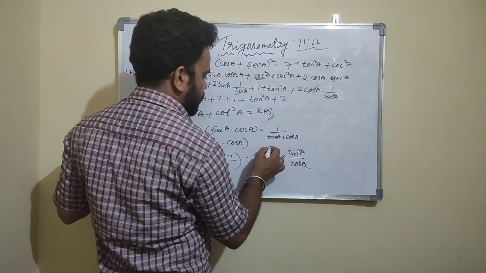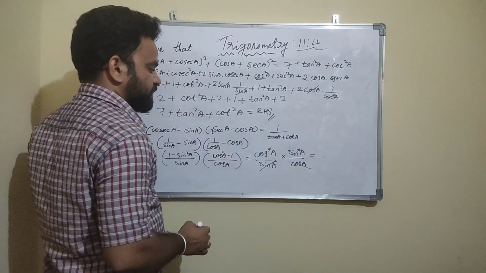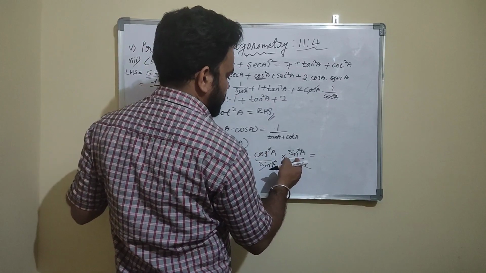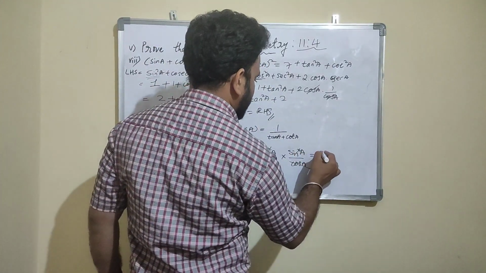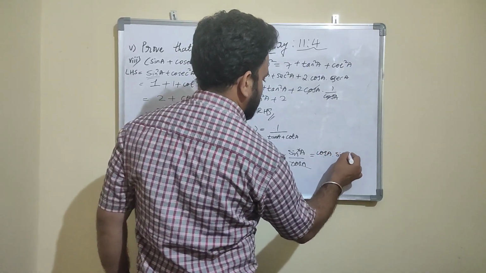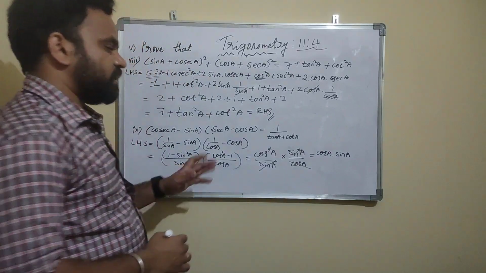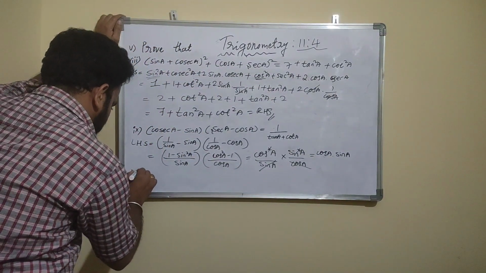Here cos a and cos a, here sin a and sin a, cancel. Cos a into sin a is remaining only. This is about LHS. I will take RHS now.